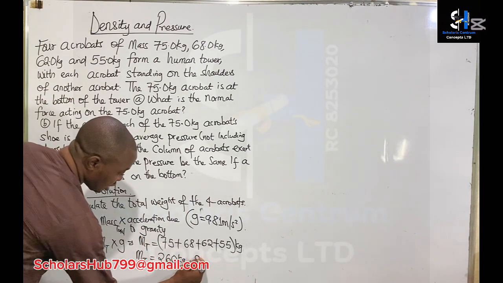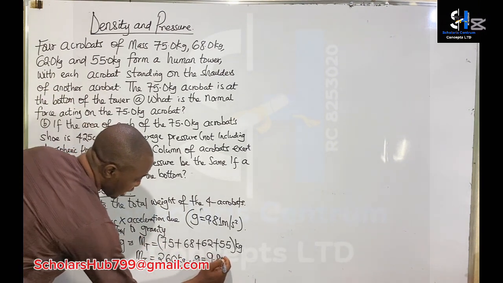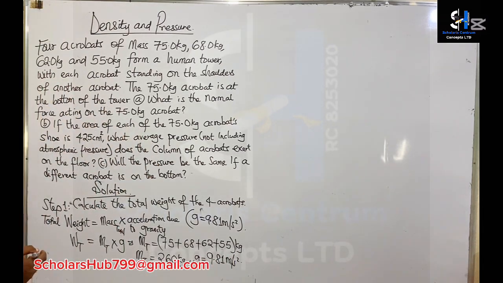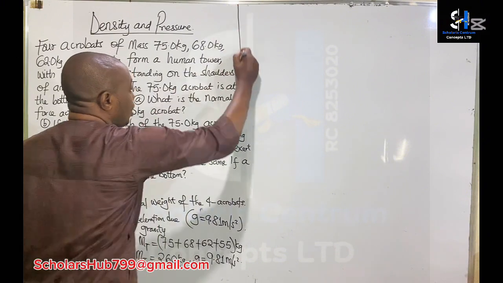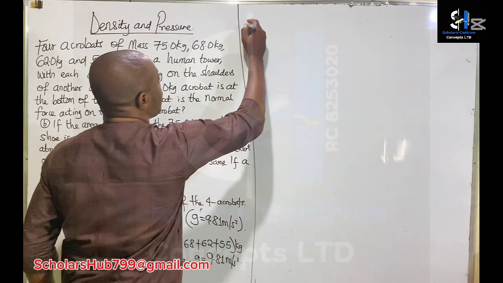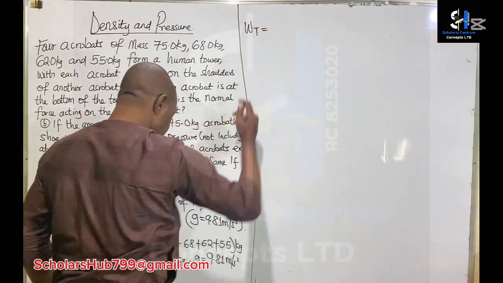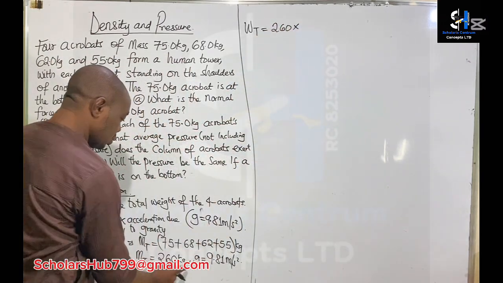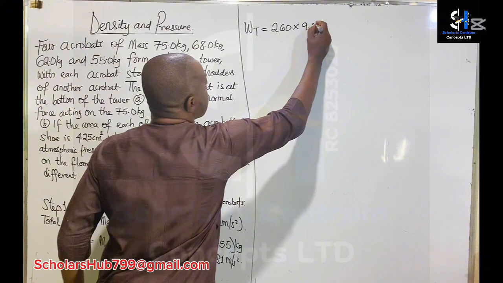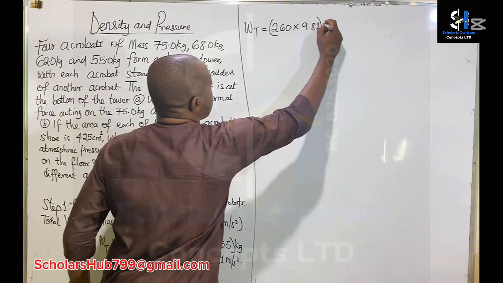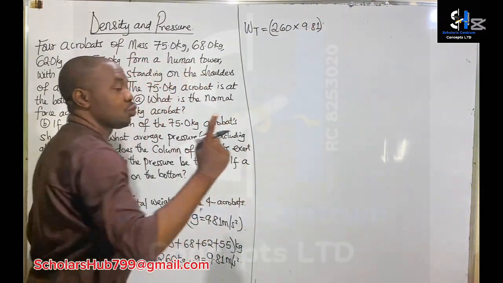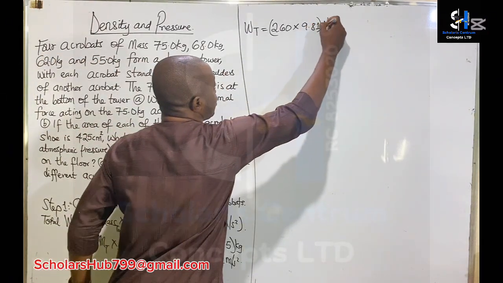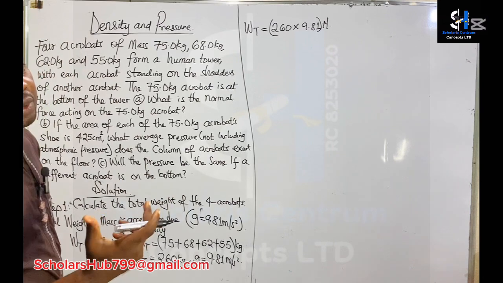And already we know that acceleration due to gravity is 9.81 meters per second square. So let's get the value of total weight. The total weight will now be this value, 260, multiplied by 9.81 meters per second square. We know that 1 kilogram meter per second square equals 1 Newton, so this will be in Newton.